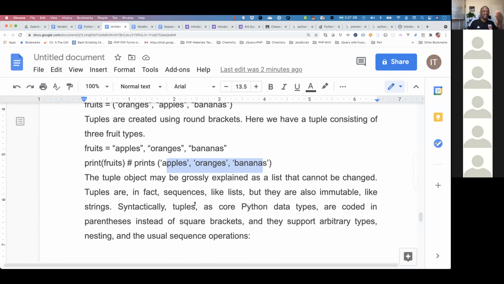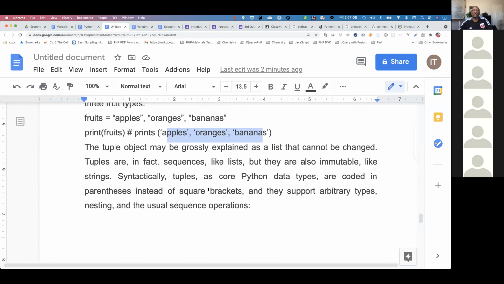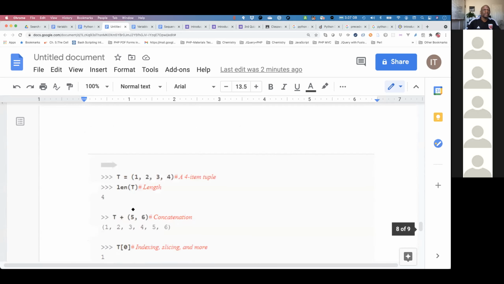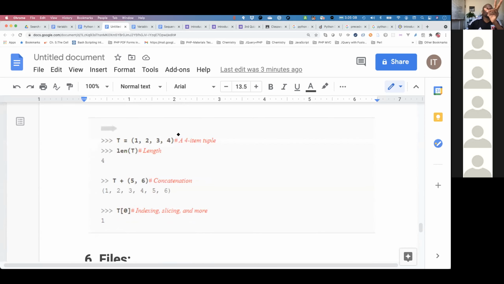Okay? Syntactically, tuples as a data type are coded in parentheses. Those are the regular brackets instead of square brackets or the curly braces. Okay? So that's bringing us to this one here.